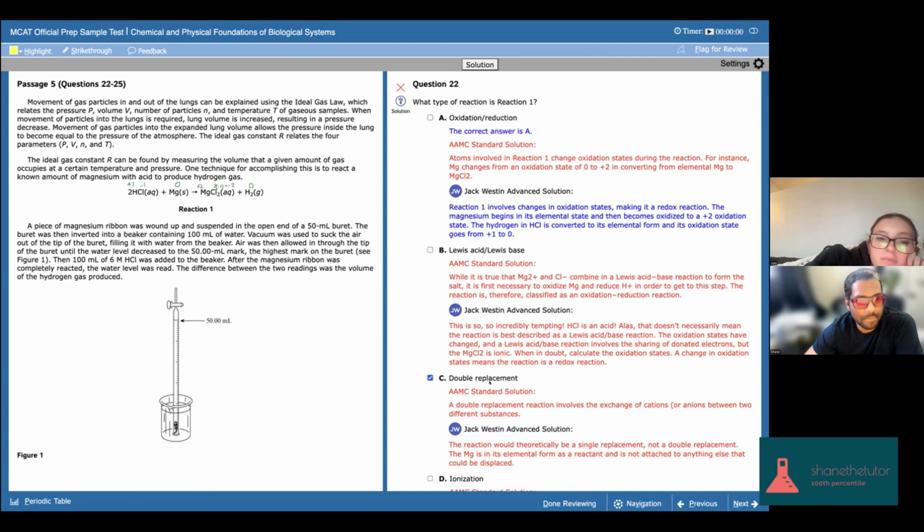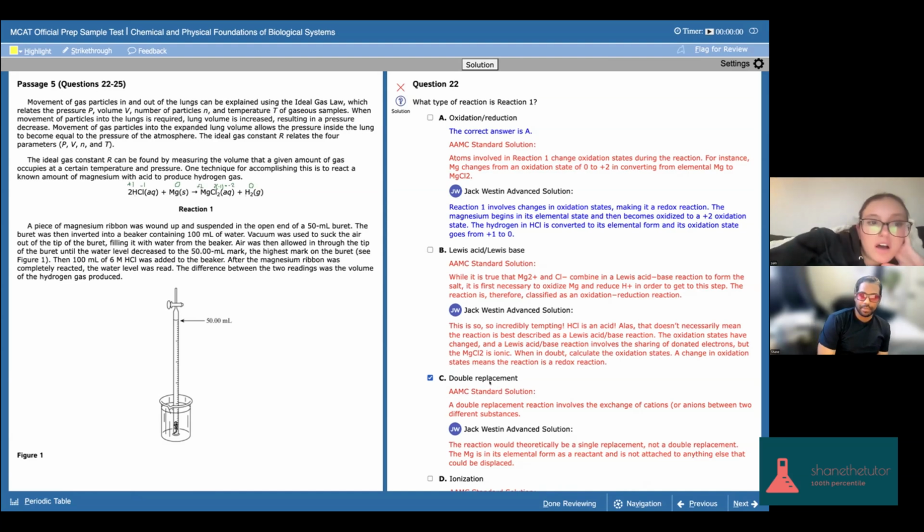But Lewis acid and Lewis base is proton donor and electron donor and electron acceptor. So, but in order for that to happen, it has to be oxidized, right? Lewis base would be the electron pair donor. Lewis acid would be the electron pair acceptor, right?